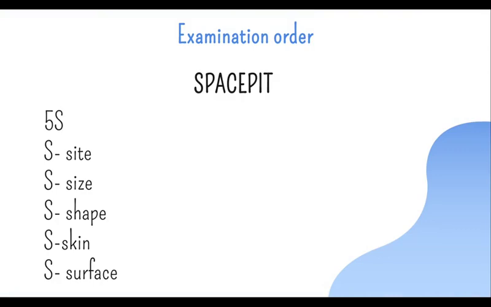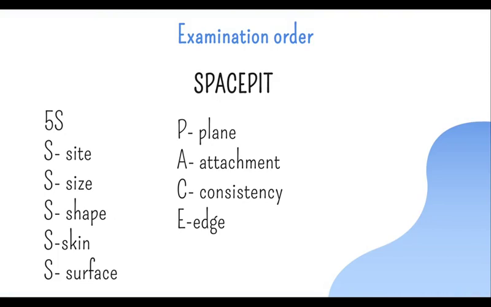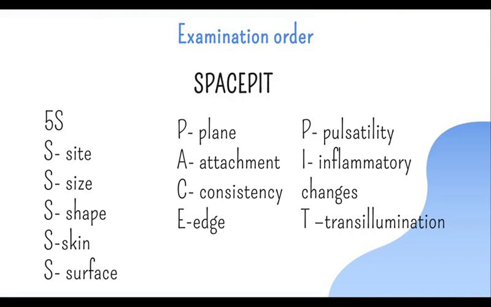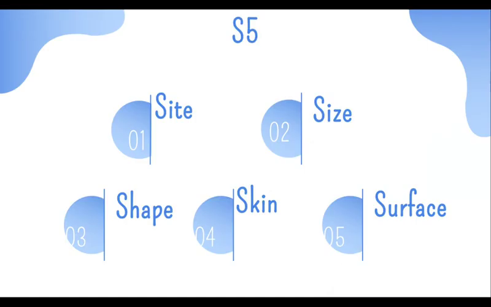The first part is 5S: side, shape, skin and surface. Second part is the PACE: plane, attachment, consistency and edge. Our third part is the PEAT: pulsatility, inflammatory changes and the transillumination. For our first part, this 5S, side.